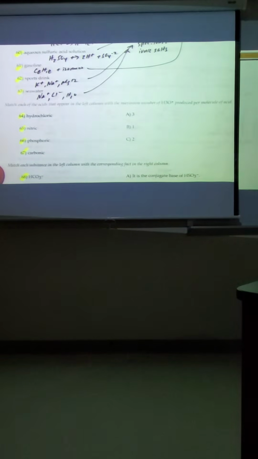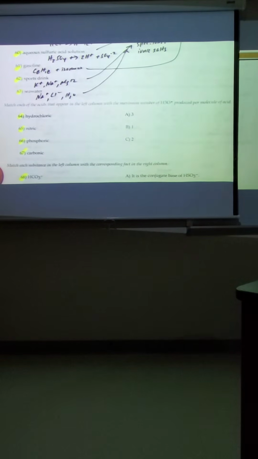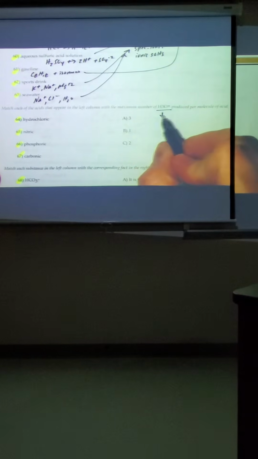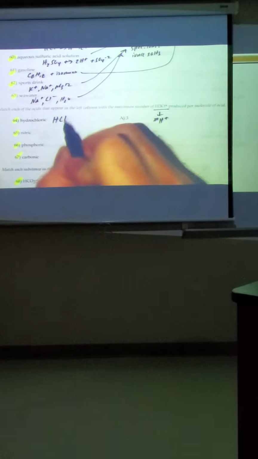More acid-base recognition. The number of hydroniums is really just the number of H pluses. Hydrochloric is HCl. Chloride is a negative one, and this is a positive one, so it's only going to have one. Nitric is H plus and NO3 negative together. It's only going to have one.